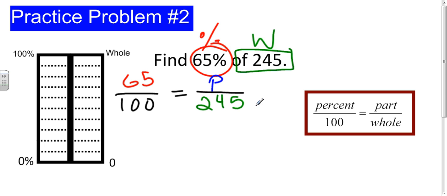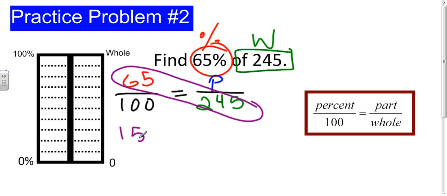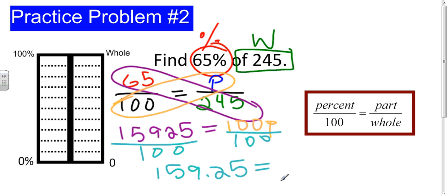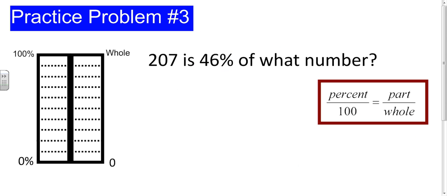So I'm going to cross multiply. 65 times 245, that gives me 15,925. And that's going to be equal to 100 times p, or 100p. And divide both sides by 100, and I get 159.25 is p. So I'm saying 65% of 245 is 159.25. And finally, 207 is 46% of what number?